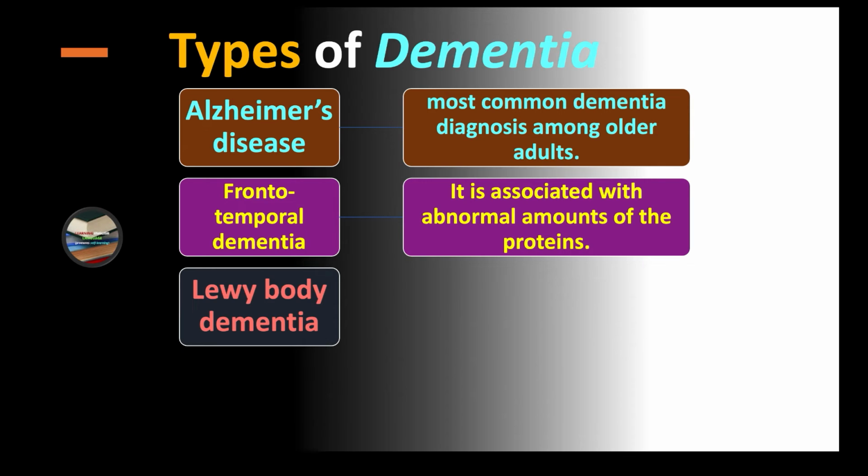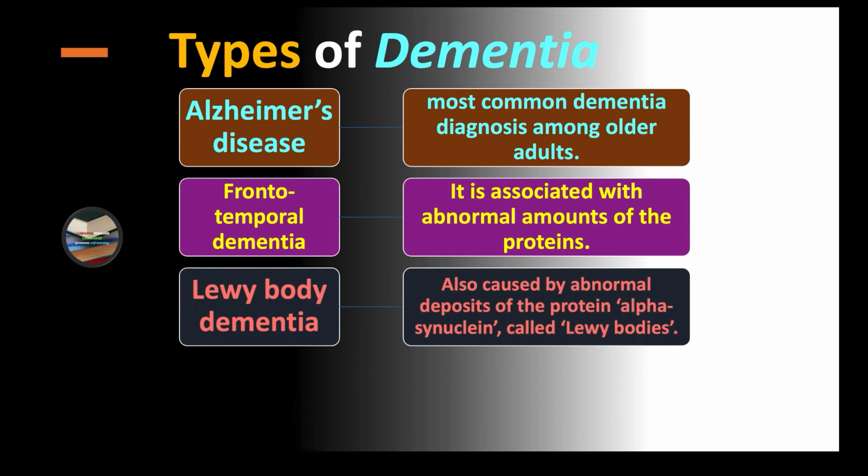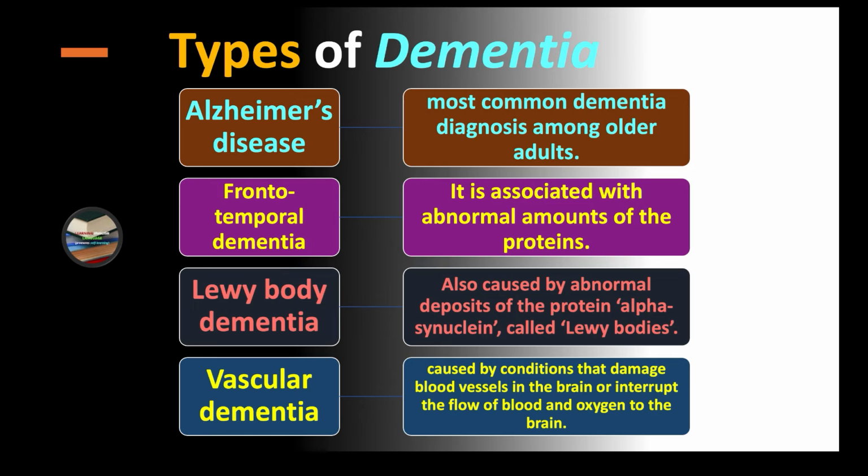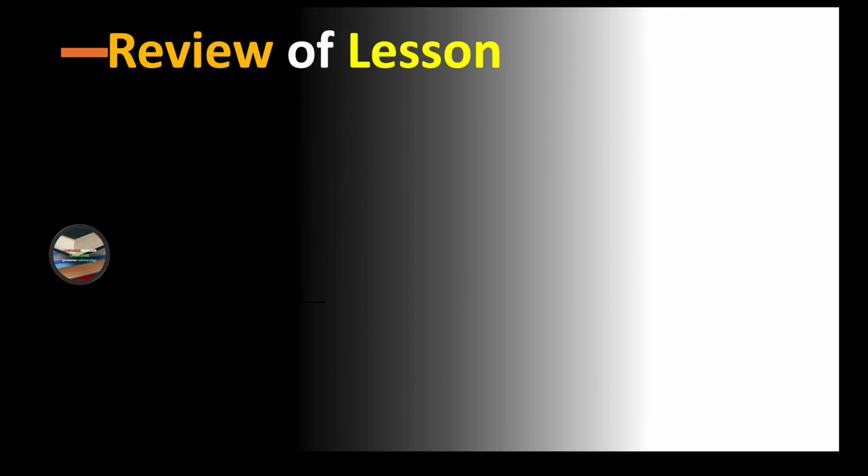Lewy body dementia. It is also caused by abnormal deposits of the protein alpha-synuclein called Lewy bodies. And the last one is vascular dementia. It is caused by conditions that damage blood vessels in the brain or interrupt the flow of blood and oxygen to the brain.